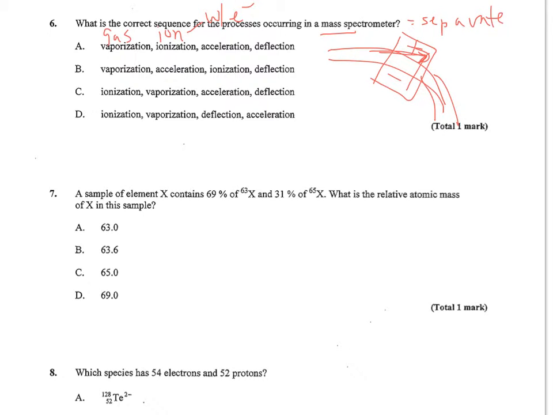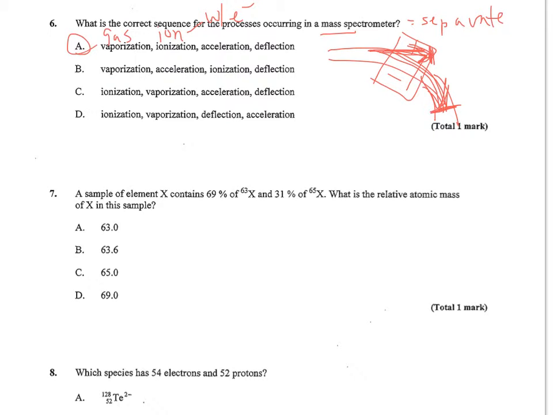And then there's another step they don't include here called detection. They look at how many crash into this same spot, and that lets you know how many of these heavy ones couldn't make the corner. The lighter ones make the corner, so they record how many make it all the way around the curve. That gives you an idea of the abundance of that isotope. So that's kind of the basics of a mass spectrometer. So A would be the correct order of steps.